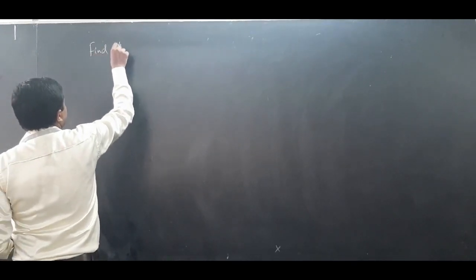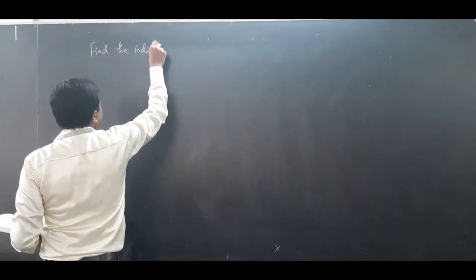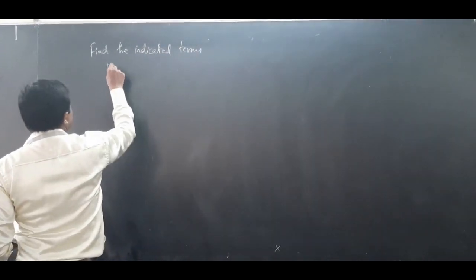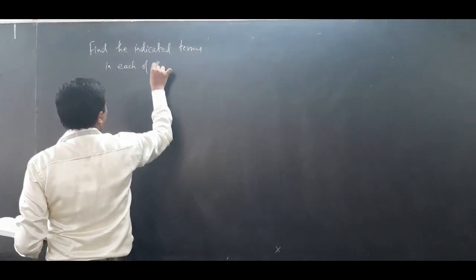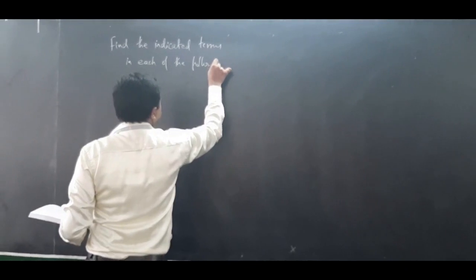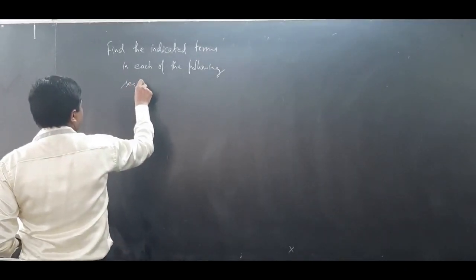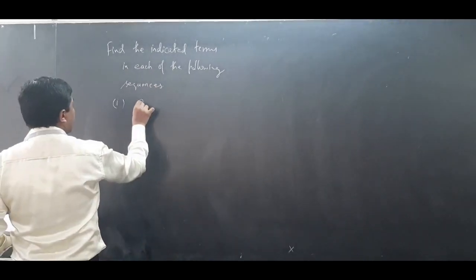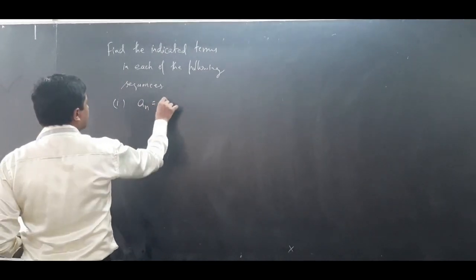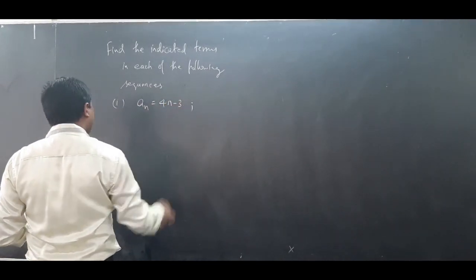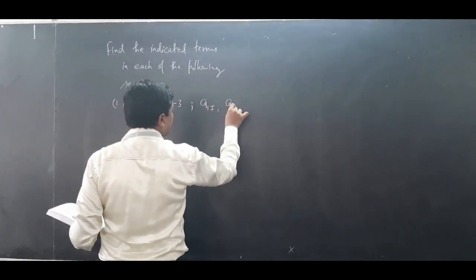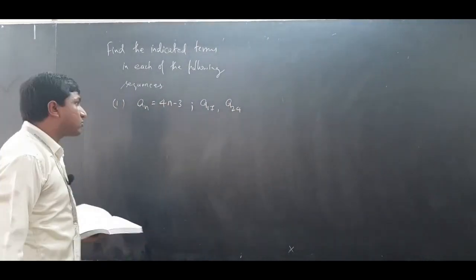Find the indicated terms in each of the following sequences. Question number 1, it's a sub question under this. an is given to be 4n minus 3. You have to find out the terms a17, that is the 17th term, and a24, which is the 24th term.